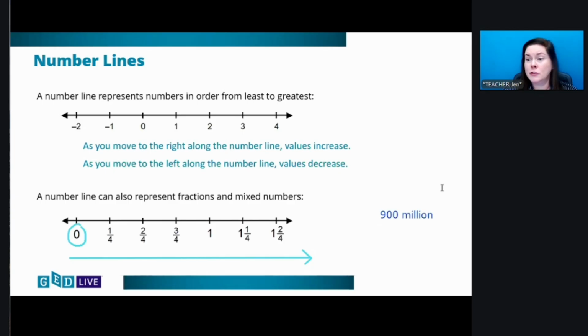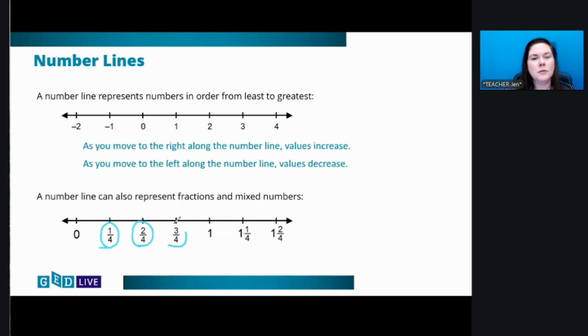Now, the same holds true for fractions. So I really liked, I'm not sure who it was, somebody earlier was talking about a quarter of an hour, half an hour. Let's think about that. So if 0 minutes have gone by, a quarter of an hour, for example, would be 15 minutes. 2 over 4 reduces down to half an hour. Now we're at 30 minutes. 3/4 of an hour, 45 minutes, and then 1.